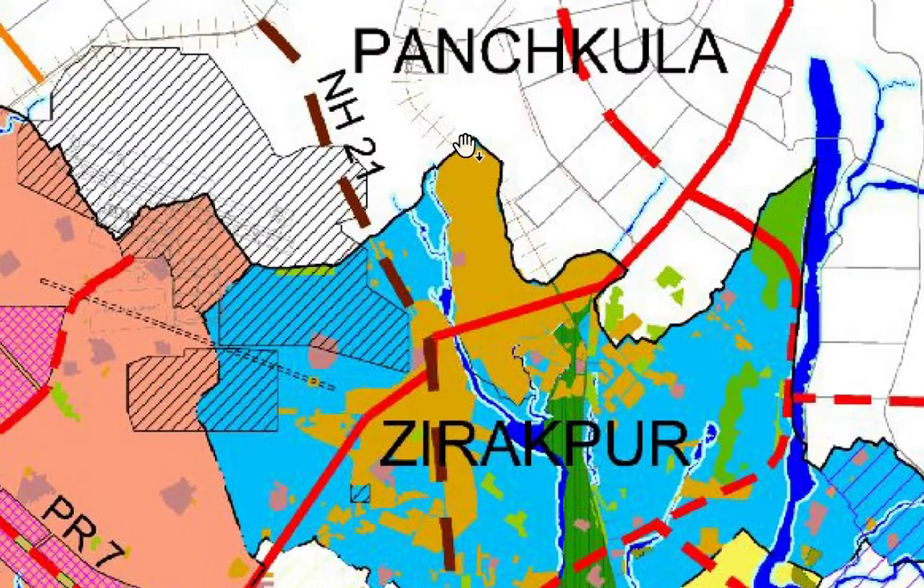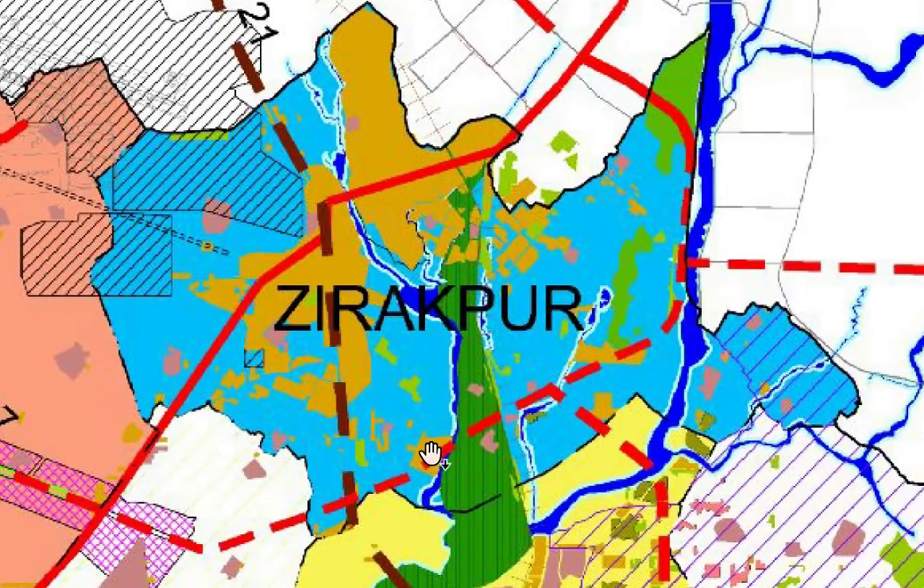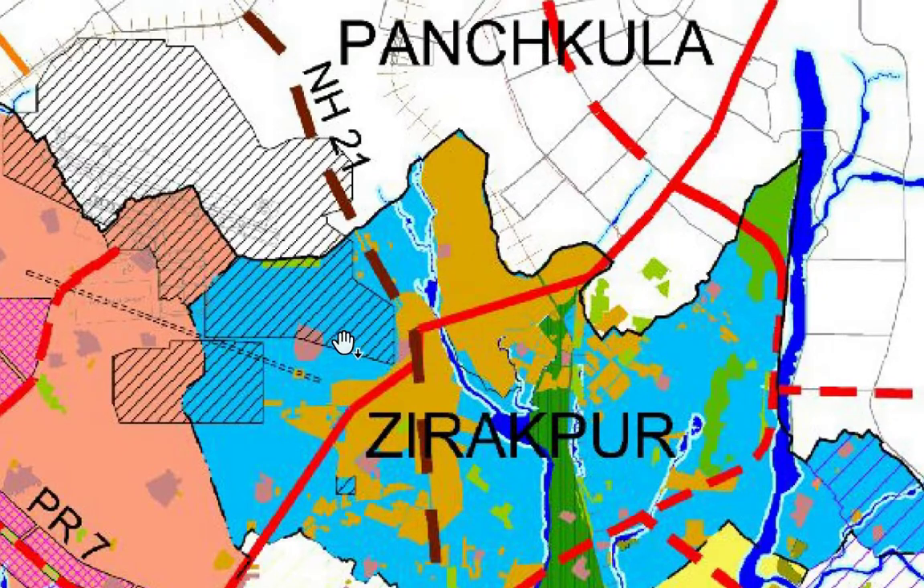In Zirakpur we are seeing lots of these yellow colored areas. These yellow colored areas, these ones and some small yellow colored areas, represent the commercial centers. They can be industries, they can be institutions, they can be areas reserved for the markets.